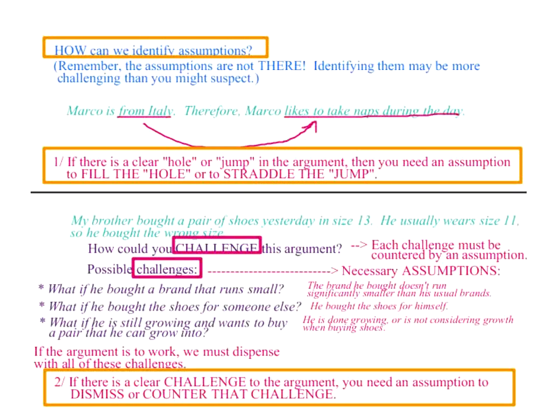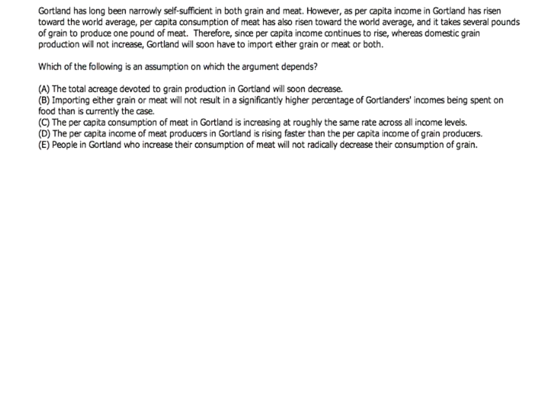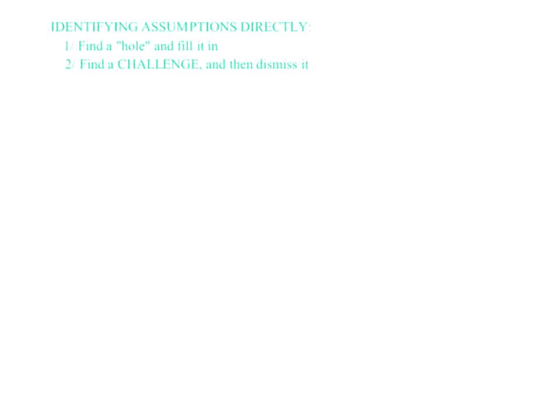So finding assumptions, we did talk about this. We did talk about a clear hole or jump in the argument, or a challenge. So let's condense that here on the next page. Okay, so identifying assumptions directly. There are two ways to do that, like we talked about. Number one, find a hole and fill it in. Or number two, find a challenge and then dismiss it.